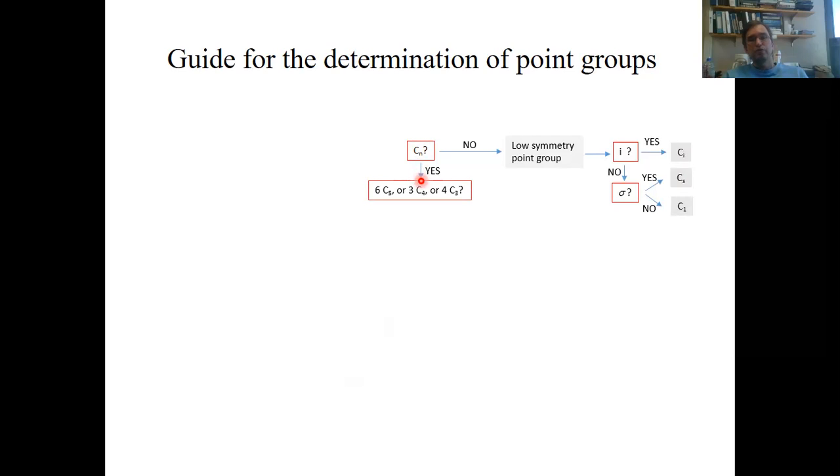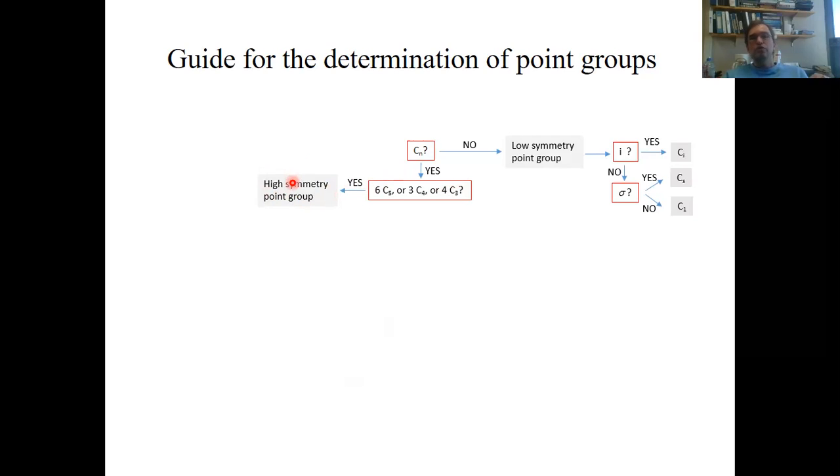okay, and ask the next question, which would now be, do we have 6C5 or 3C4 or 4C3 operations present? So by asking this question, we ask basically, does our molecule belong to a high symmetry point group? Because if it belongs to a high symmetry point group, then there would be either 6C5 or 3C4 or 4C3. So now the answer can either be yes or no. So let's assume that the answer is yes. So that must mean that our molecule must belong to a high symmetry point group.